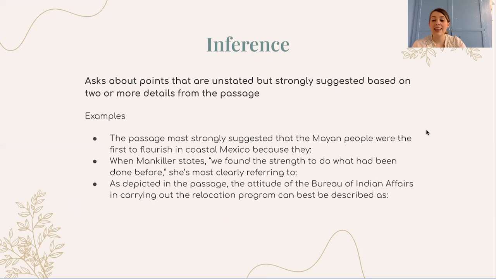So notice the key factors in these questions. For the first, it doesn't say the passage stated, it says the passage most strongly suggests. So that tells you that it's not specifically stated in the passage, but the passage is suggesting something. The second and third use language like most clearly referring to and can best be described as. Whenever you see those clearly and best terms, those are, again, communicating to you that you have to make some sort of inference in what's trying to be communicated.